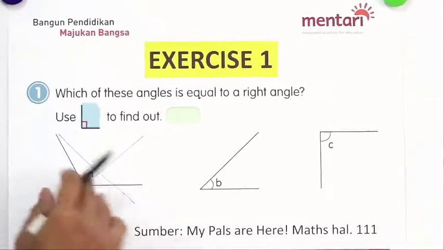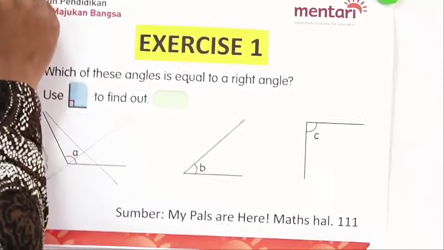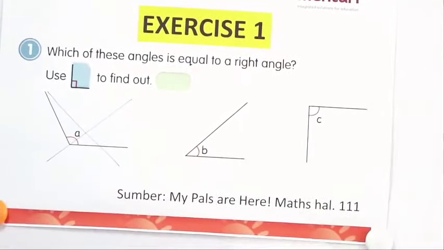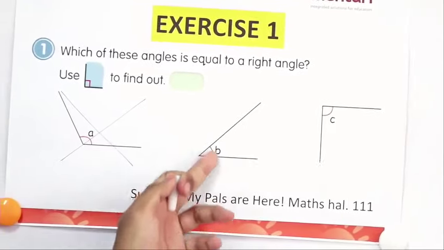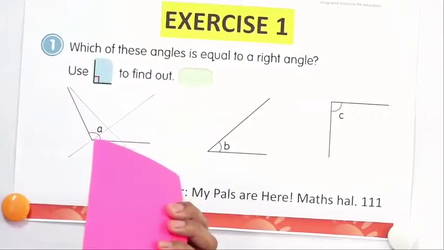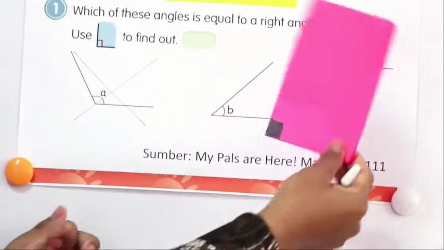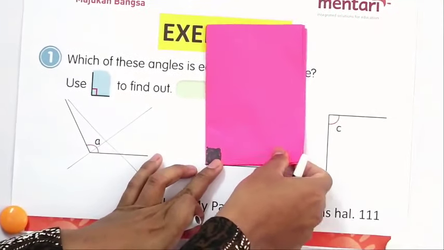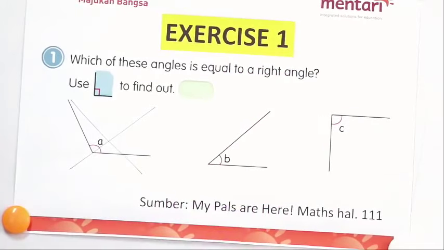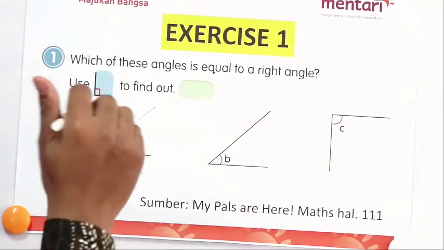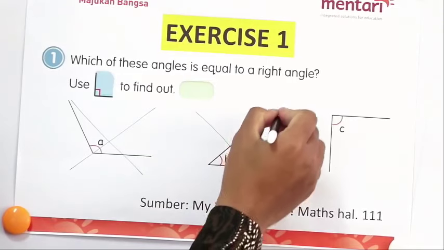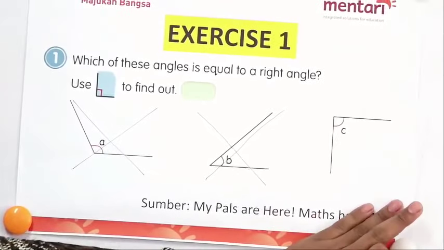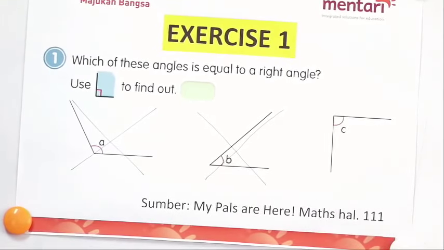We cross it out. What about angle B? Is it smaller or bigger than the right angle that we have in our folded paper? Can you compare? Oh, it is smaller, yeah, than a right angle. So the answer is not this, and probably the answer is this, yeah, angle C. Okay?